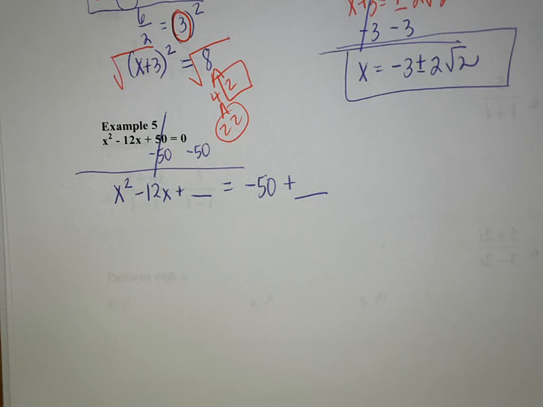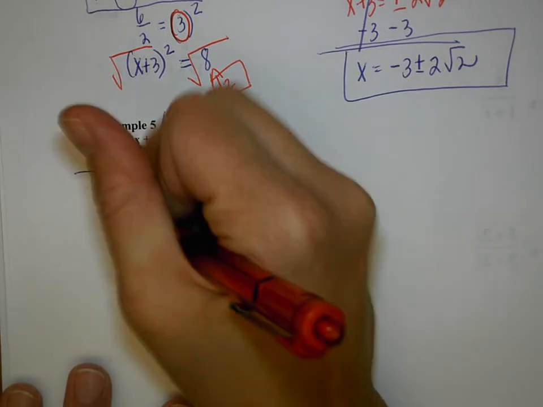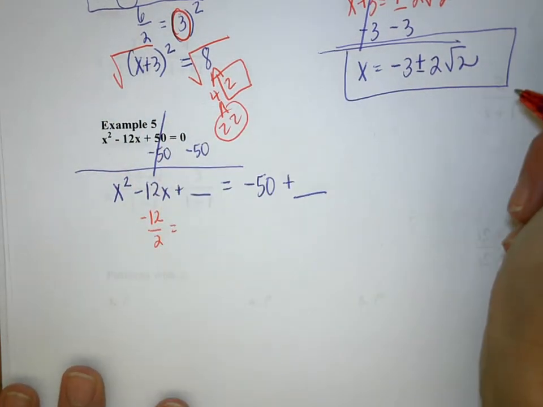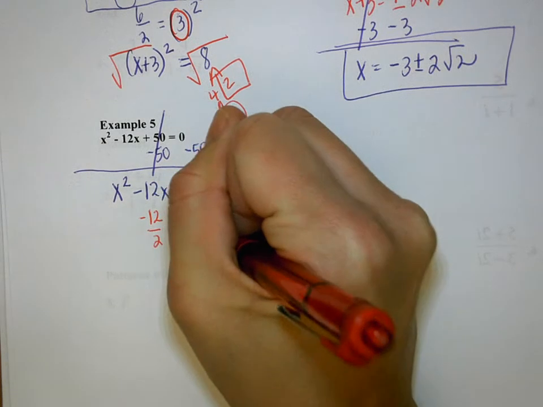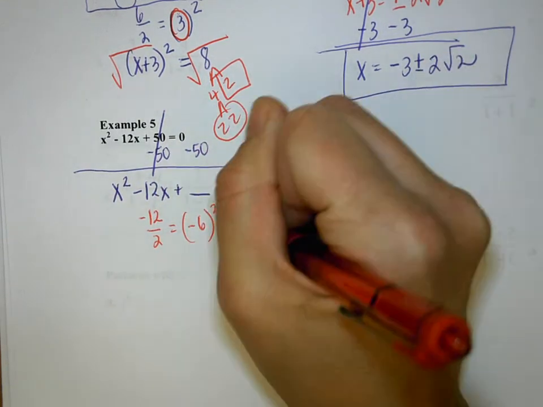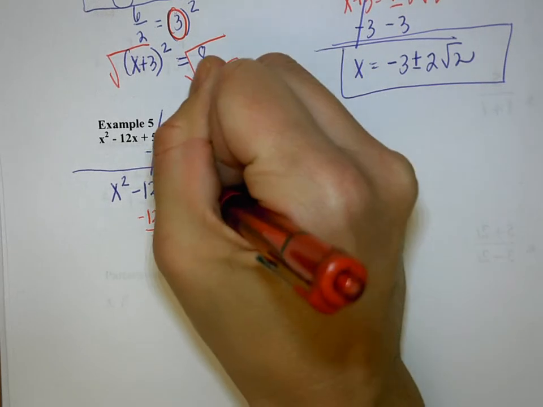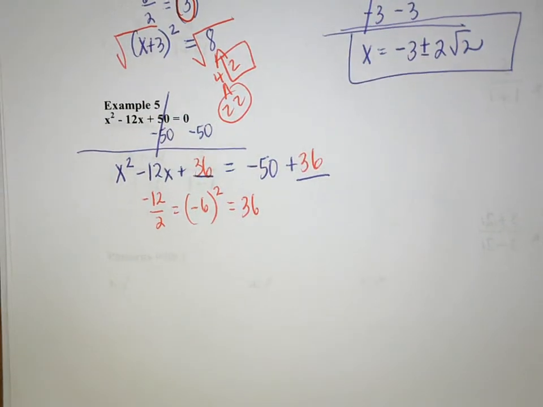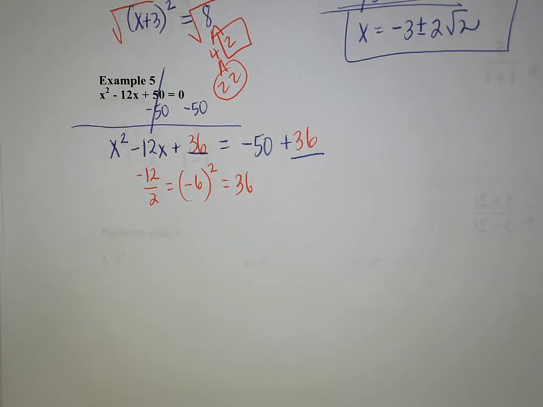Okay? So at this point, who remembers what we do next? Very good. We take half of this middle number. So I do -12 divided by 2, which makes -6, and then we square it, which makes, very good, positive 36. So 36 goes into each of my blanks.